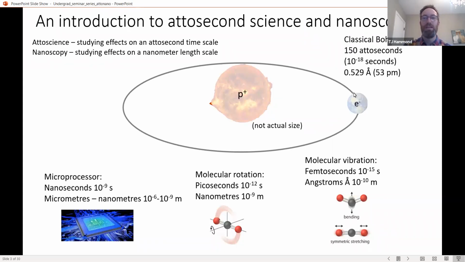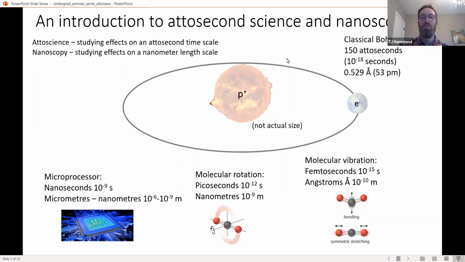But if we replace the Earth with an electron and the sun with a proton, this would be our hydrogen atom, and this is a classical Bohr atom. This is something that as an undergrad you should probably learn in first year or maybe even in high school. It's not a very accurate representation of what's going on, but it gets the gist of what's happening inside of an atom, at least inside of a hydrogen atom.